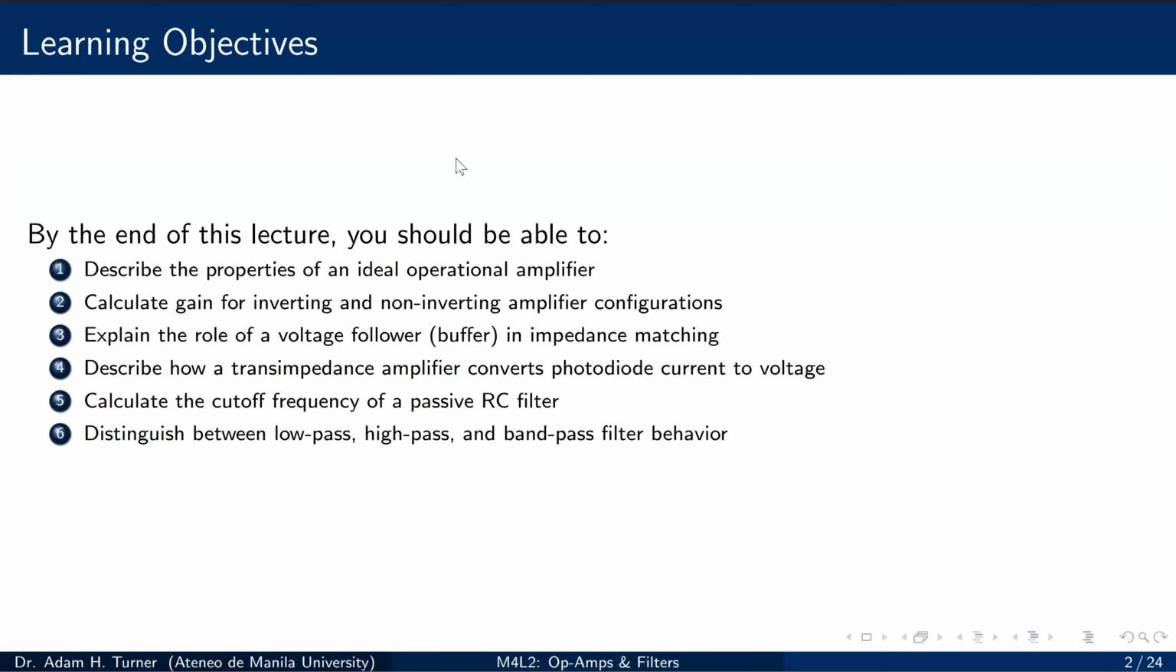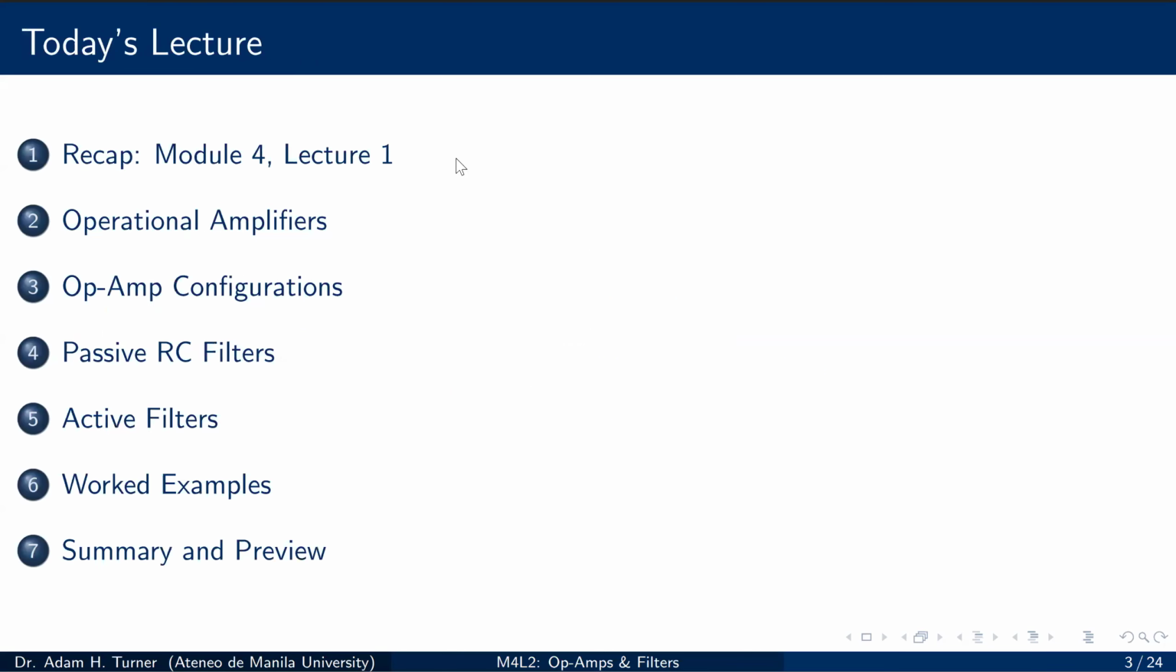By the end of this lecture, we should be able to describe the properties of an ideal operational amplifier, which is the op amp, calculate the gain for inverting and non-inverting amplifier configurations, explain the role of a voltage follower, a buffer, and impedance matching, describe how a trans-impedance amplifier converts photodiode current to voltage, calculate the cutoff frequency of a passive RC filter, and distinguish low-pass, high-pass, and band-pass filter behavior.